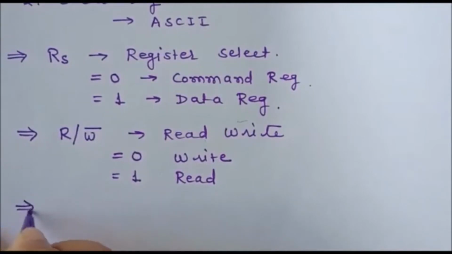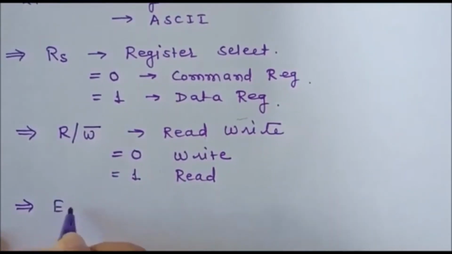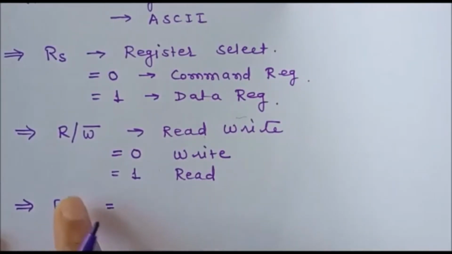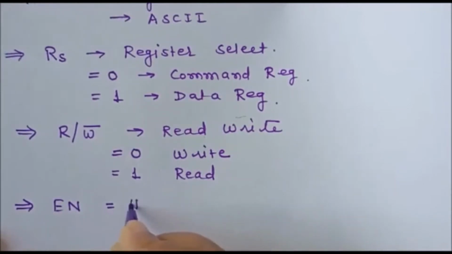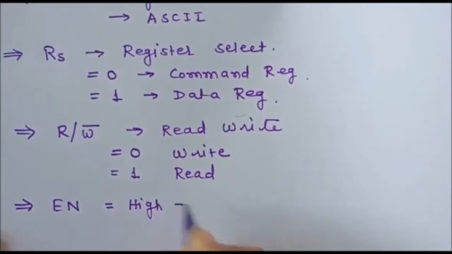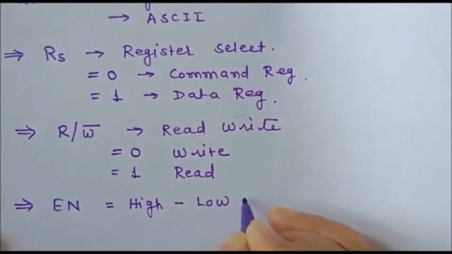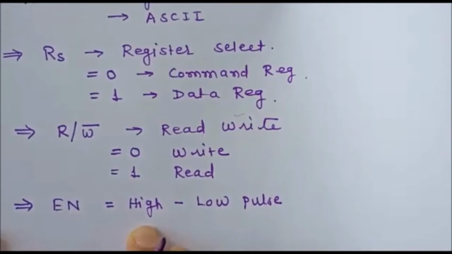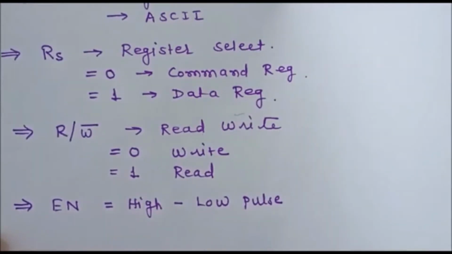Then the third terminal or control signal is enable. Whenever we want to latch a data, that means first we'll place a data or command on data bus, that is D0 to D7. After that we have to send enable signal. So enable signal for write operation is a high to low pulse. So we have to make this terminal high, and then after some delay or immediately we can send logic 0 pulse on this enable signal.